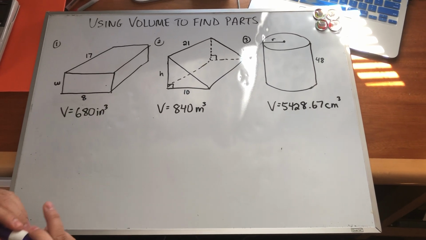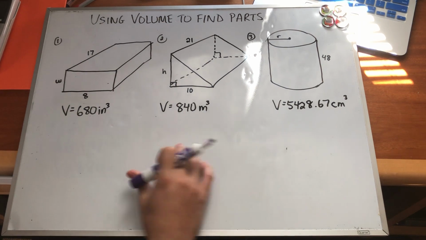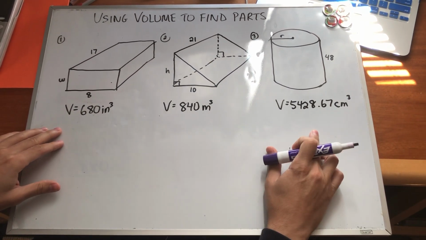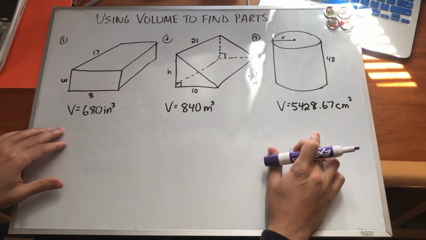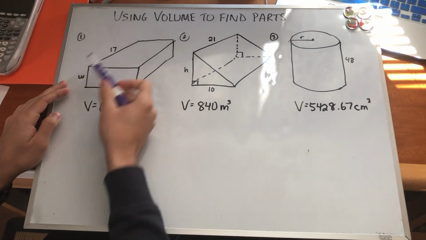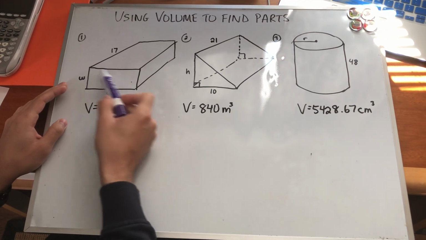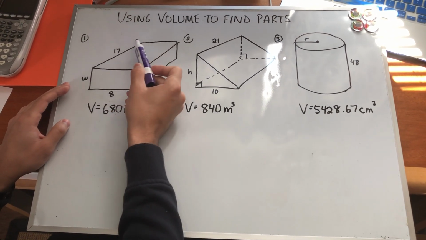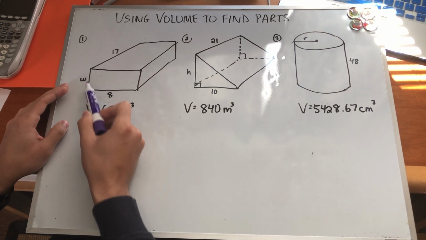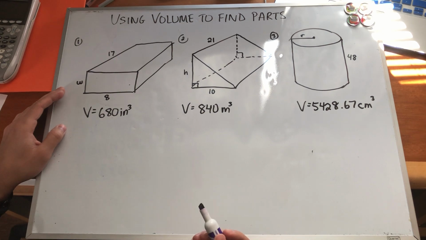Alright guys, so this is also a video on volume, but it is a little different. As you can see in these three examples, the volume is given to you, and you have to find a part of the shape. For example, the first one, if you look at it, we're dealing with a rectangular prism, and they do give you the length of the rectangle, and they give you the height of the prism, but they're asking for the width. Alright, you're still using the formulas, but this time you're going to use it a little differently.